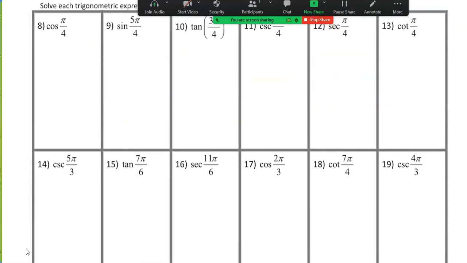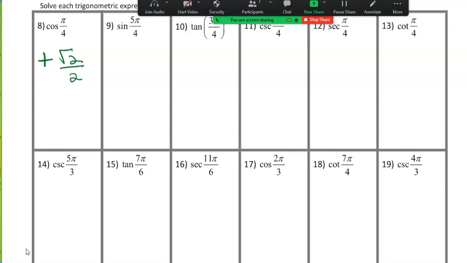Okay, so then we have these tables. This can be tricky, so let's follow through on this. So first one is easy. Cosine of pi over 4. I'm in the first quadrant. Everything is positive. And cosine and sine both have values of root 2 over 2.